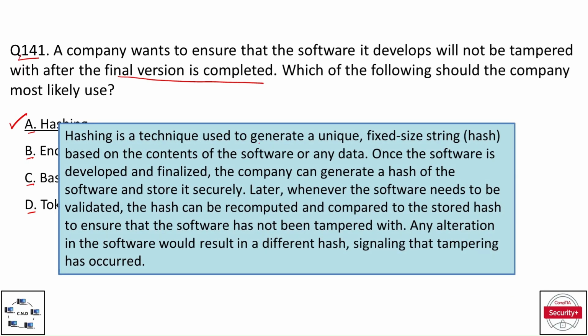So hashing is a technique used to generate a unique fixed size string that is hashed based on the contents of the software or any data. Once the software is developed or finalized, the company can generate a hash of the software and store it securely. Later, whenever the software needs to be validated, the hash can be recomputed and compared to the stored hash to ensure that the software has not been tampered with. Any alteration in the software would result in a different hash, signaling that tampering has occurred.